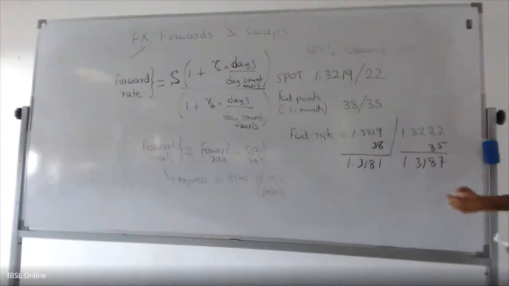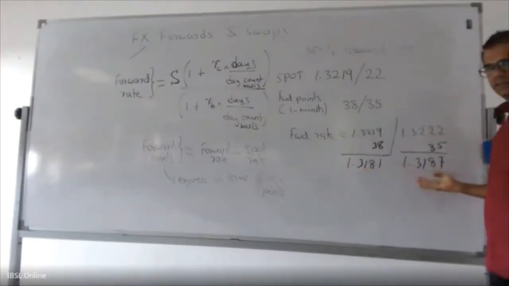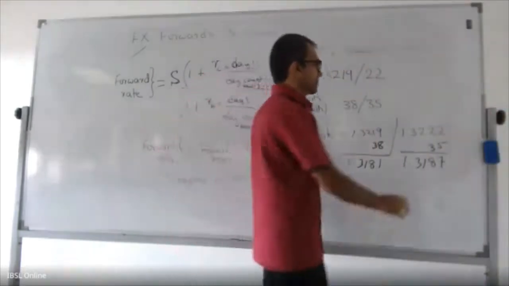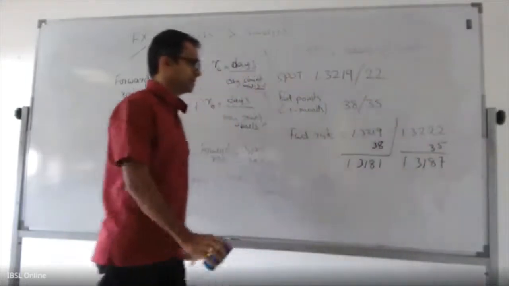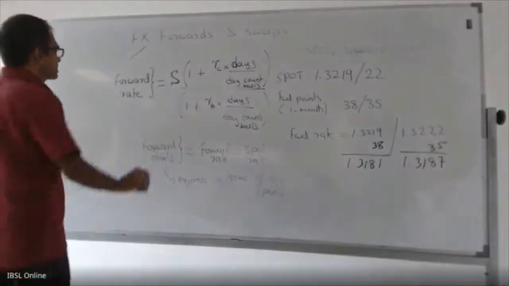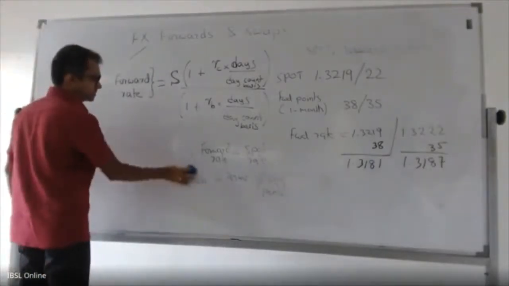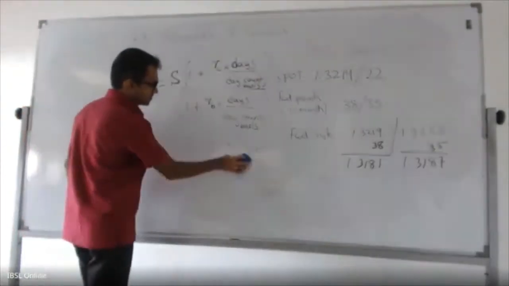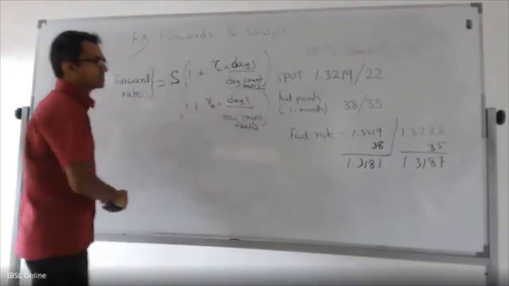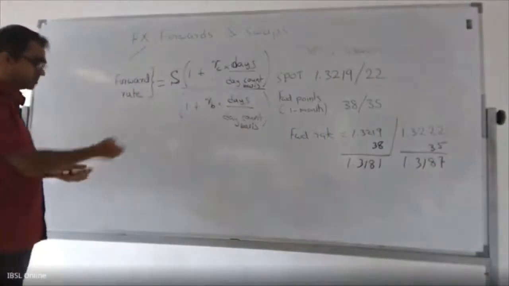Still you can see the bid is lower than the offer. Is it clear? Then we discuss this in an example.